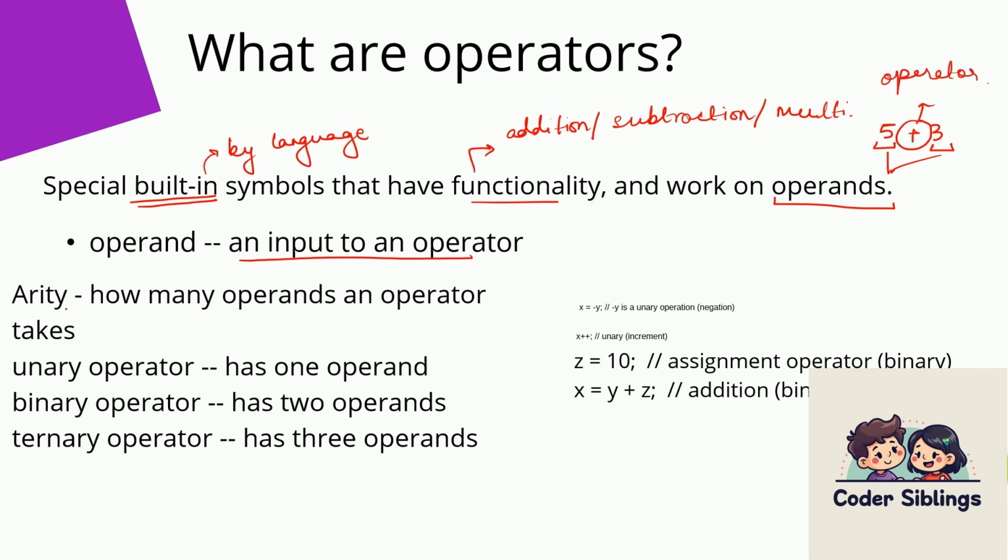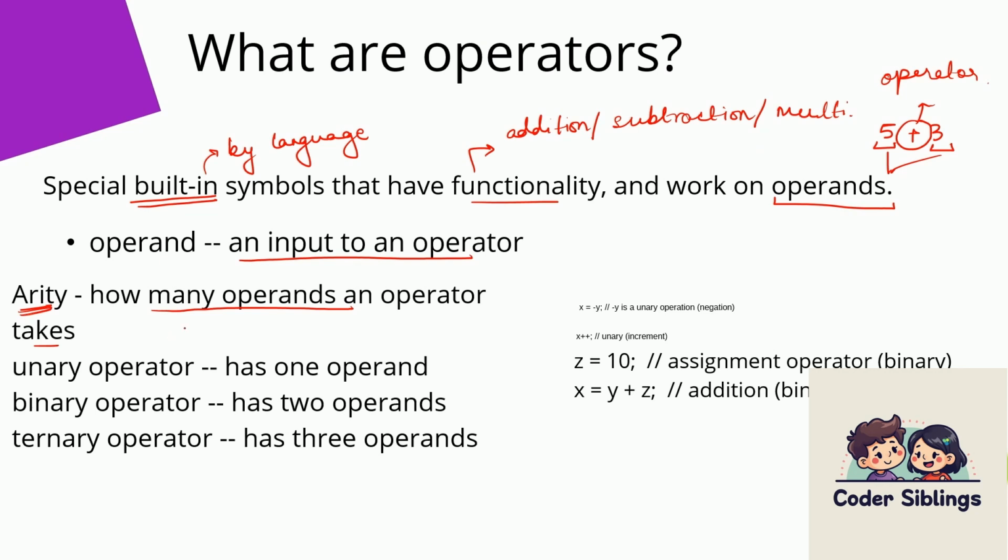Right? Now there is something known as arity of operators in the language of computing. Arity means how many operands an operator takes. Now it is not necessary that the plus sign has two operands, 5 and 3 here. It is not necessary that all the operators that we have work on two operands. They can be working on only one operand or 3 operands also.